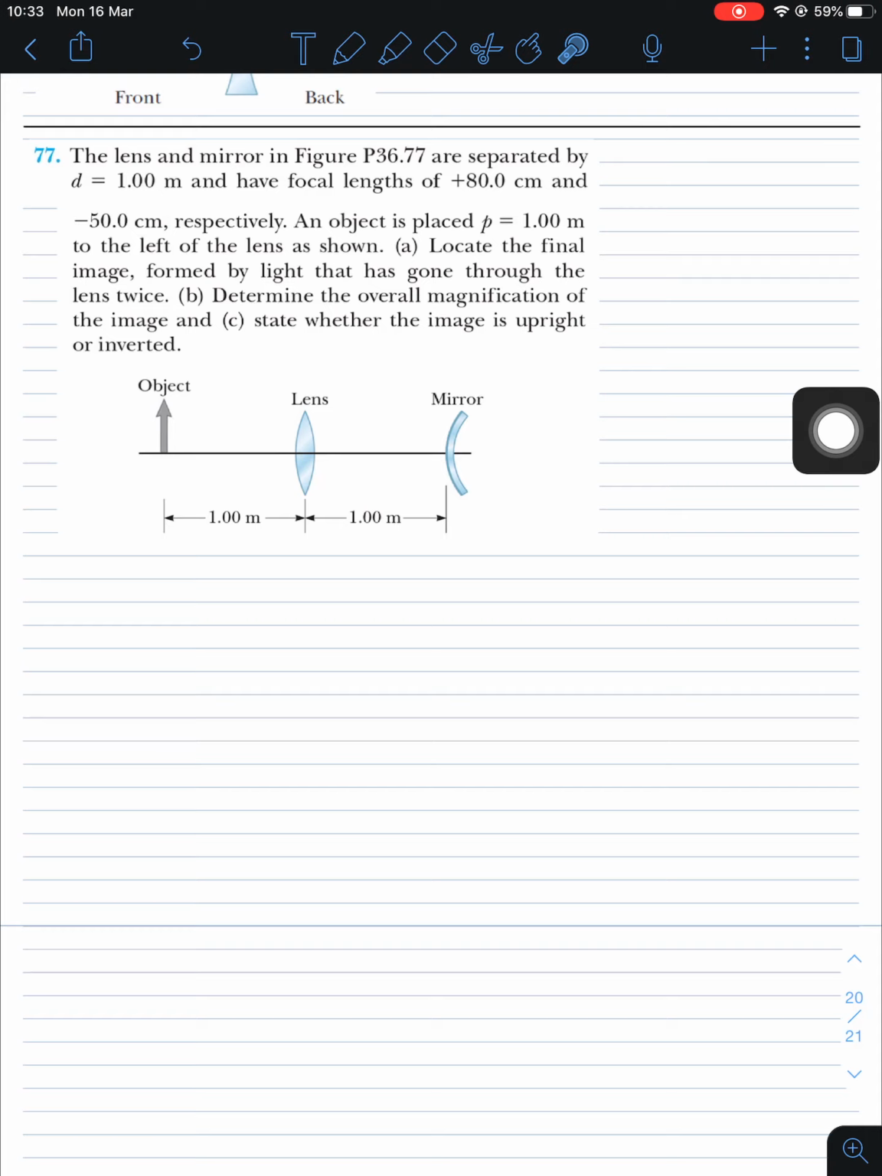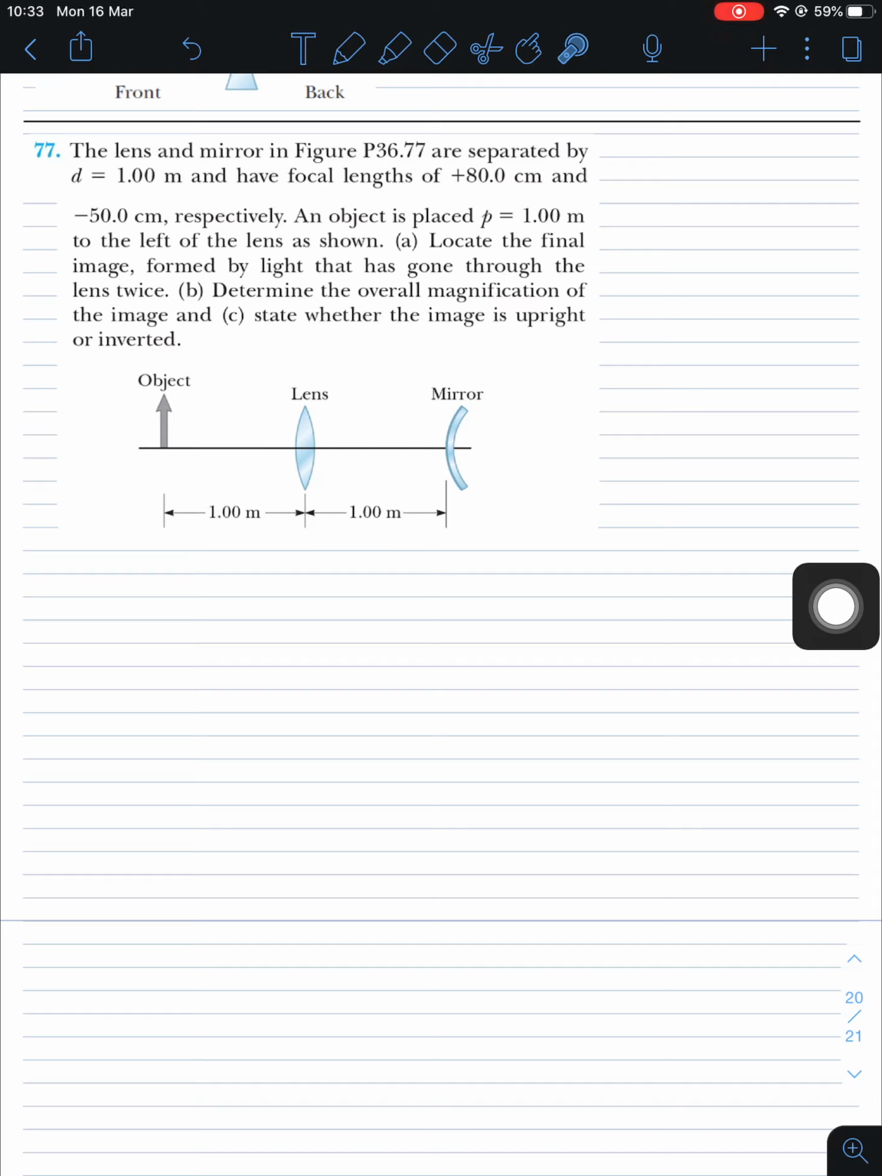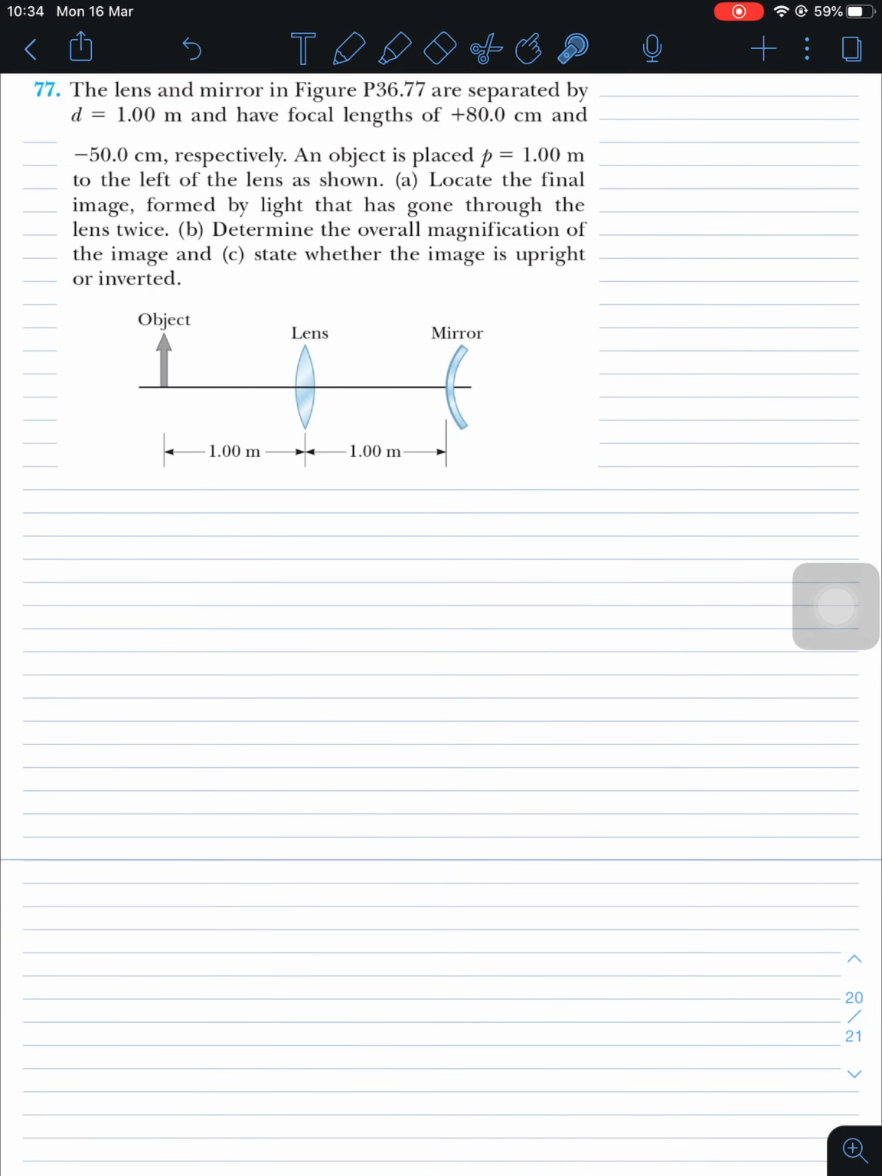To understand this part, we need to trace the light. The light will come out from the object and pass the lens first. This is the first time we pass the lens. Then we go to the mirror and reflect back, pass the lens again, and form the final image somewhere here. So we pass the lens, reflect at the mirror, and pass the lens a second time. So now we need to calculate two times to solve for the final image.